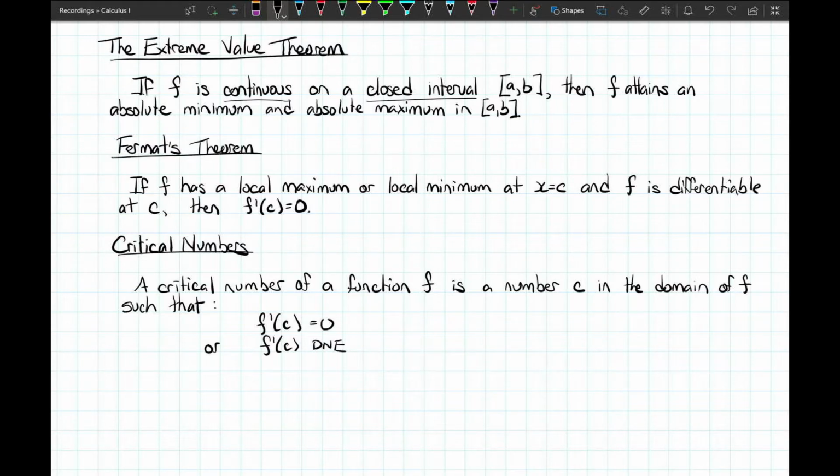Not to say that every critical number will be a local minimum or maximum. There is the possibility where a function might just flatten out with a derivative of 0, but then continue to increase or decrease without giving us a minimum or maximum value.